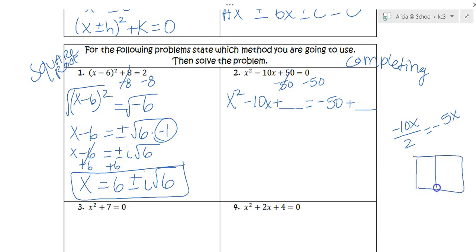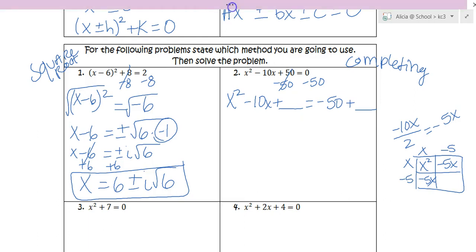When I do my Punnett square box, I will have my x squared here, and I already said that this is going to be negative 5x, negative 5x. So therefore, the outsides of my Punnett square box are x times negative 5, x times negative 5. And then my constant, the actual value that I use to complete the square, is going to be negative 5 times negative 5, which is a positive 25. That is the number that I add on the line.